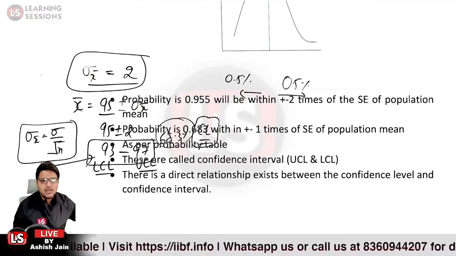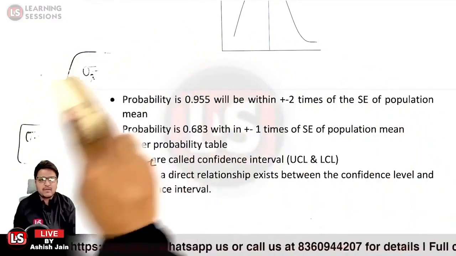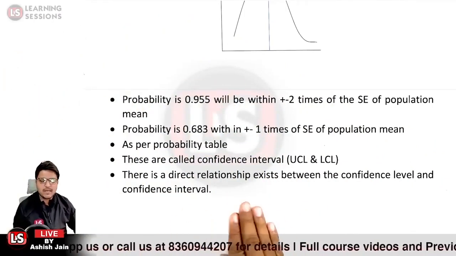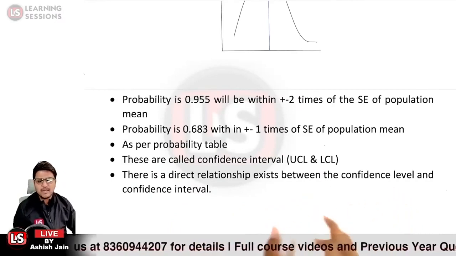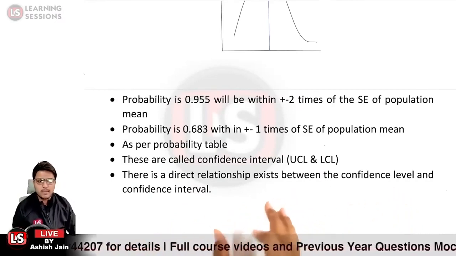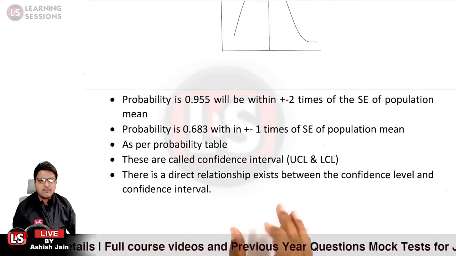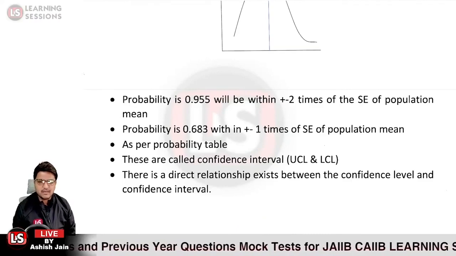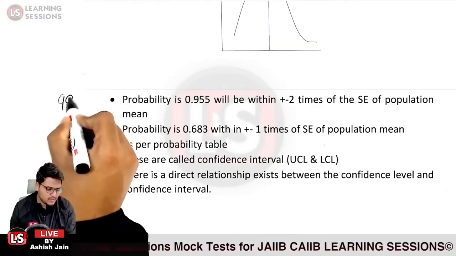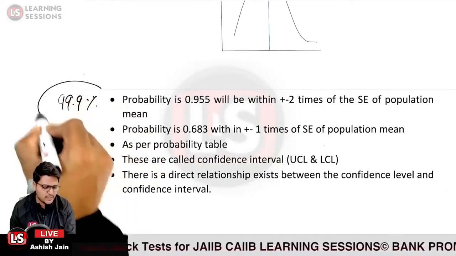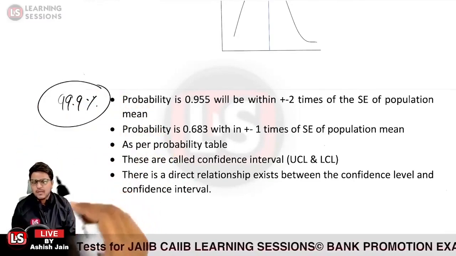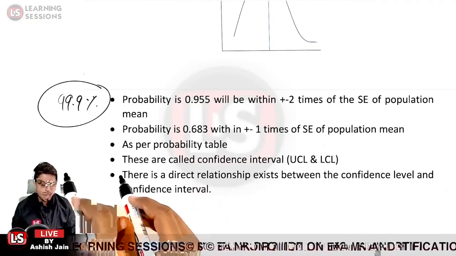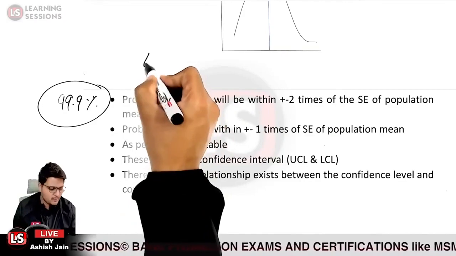Okay. So now let's have a look: there is a direct relationship between the confidence level and the confidence interval. That's quite simple. What does it indicate? If we have a confidence level of 99.9%, in that case the range would be much wider. It was quite visible from the 68.3% and 95.5% also.